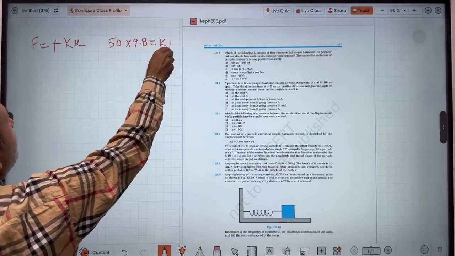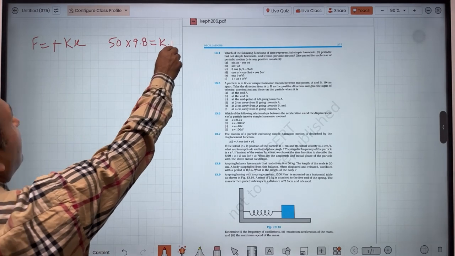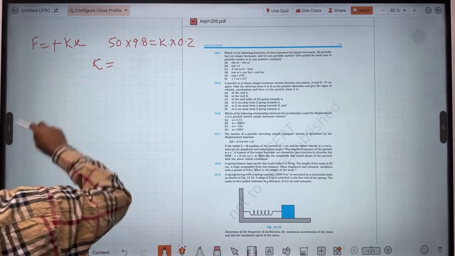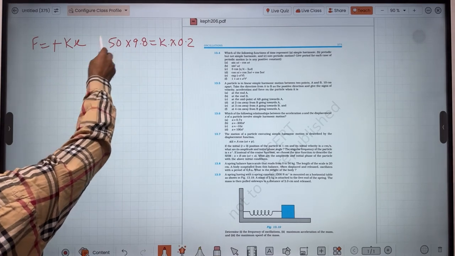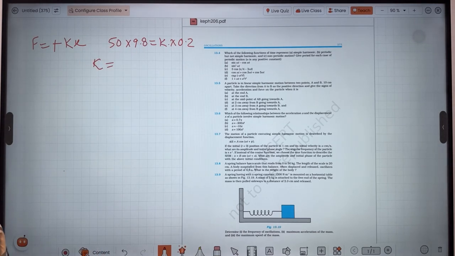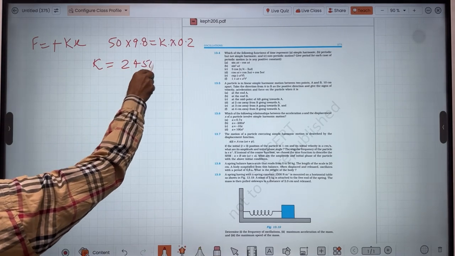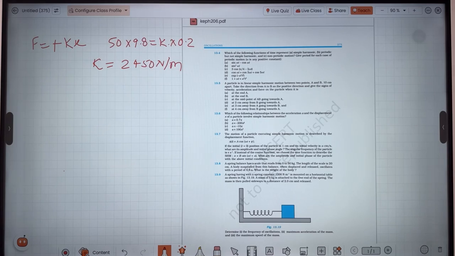So 50 times 9.8 equals k times x, where the displacement is given as 20 centimeter. So we can write it in terms of meter as 0.2, and then we can evaluate. So we just divide, and this will become 49 into 50. 49 into 50 will be 2450 Newton per meter. We have got the value of k.